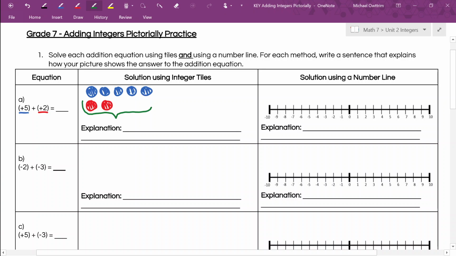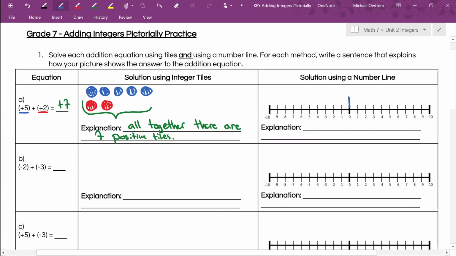So we just want to count all of this together, and we can say all together there are 7 positive tiles. And so, of course, we could write our answer is positive 7. We could leave that as just 7. We know without a positive sign, the number is assumed to be positive, or we could put that in brackets as well.